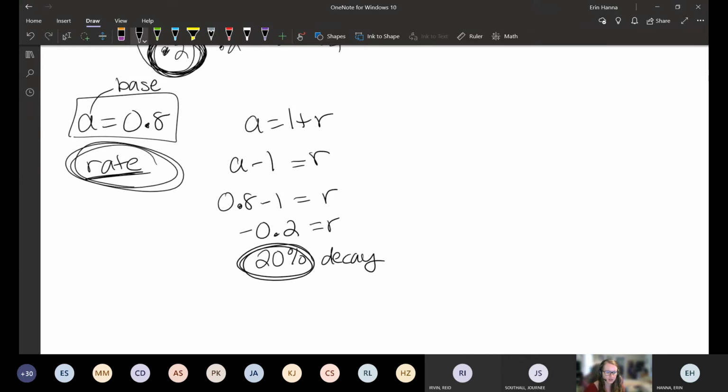How do you tell when it's exponential in a table? Oh, dang it, what have I done?